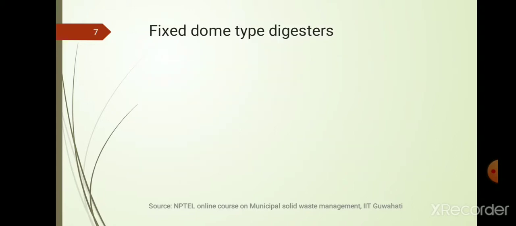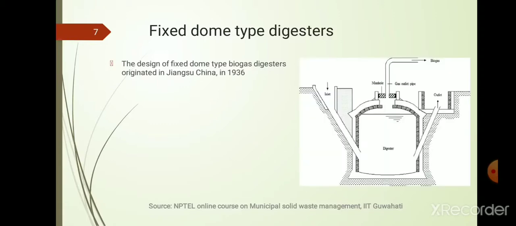Now we will see what are fixed dome type digesters. As mentioned, this was found in Jiangsu, China in 1936. Biogas digesters were in use a few hundred years ago itself, and in 1936 in China this concept of fixed dome type digesters originated.